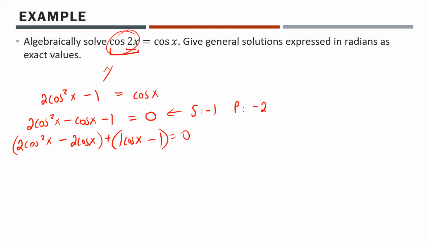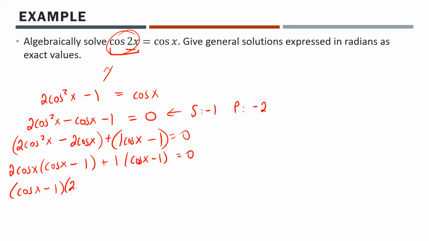Now, I'm going to take out what I can from each of these. Out of the first two here, I could take out a 2 cosine x. So 2 cosine x times what's left over, which is just cosine x minus 1. Plus, out of these two, the only thing I could take out is just a 1. So 1 times cosine x minus 1 equals 0. And hopefully you see the cosine x minus 1. They match on both of these. So we've got cosine x minus 1 times 2 cosine x plus 1 equals 0.